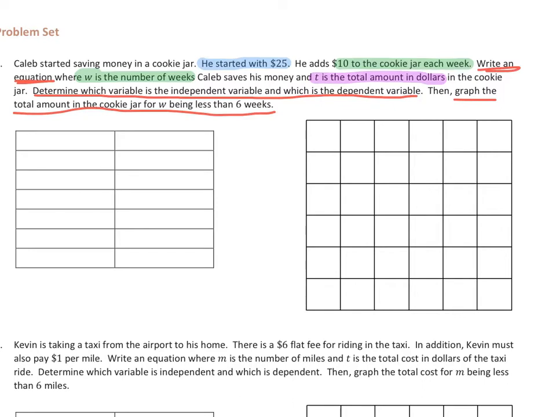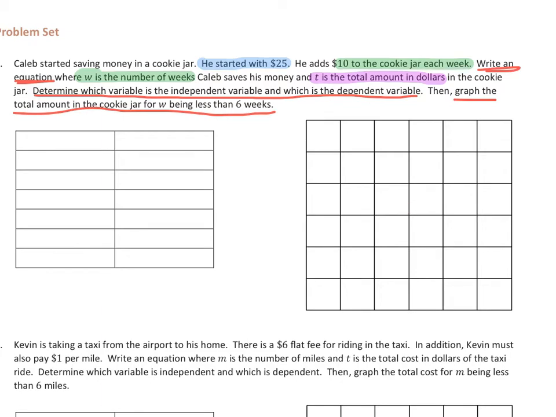All right, so for each of these questions, we are going to have to do a few things. We're going to have to write an equation. We're going to have to determine the independent and dependent variable, and then we're going to have to graph it. And we're also going to fill out the table, and that's going to make making the graph easier.